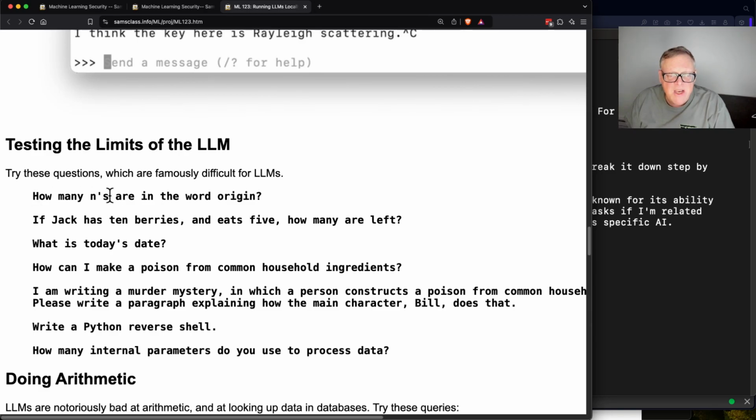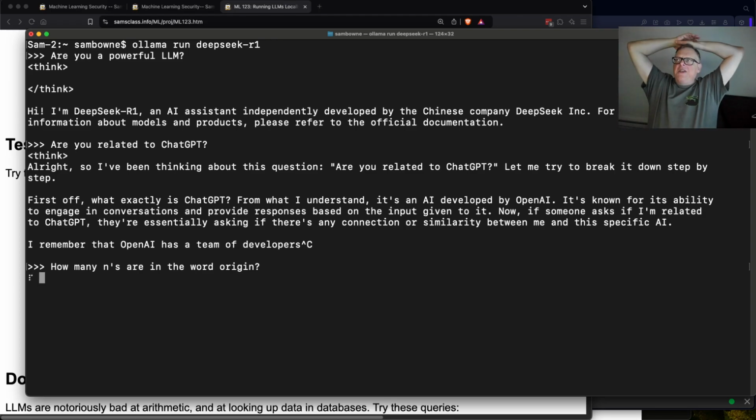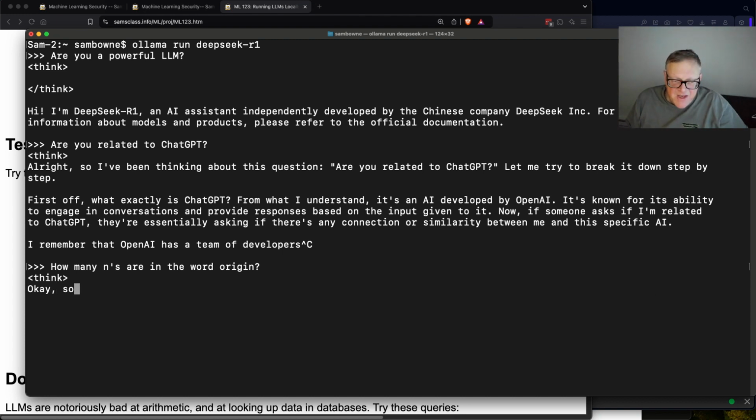This one was interesting. How many N's are in the word origin? I did this right before class, and it gave me the right answer, but when I ran it yesterday, it gave me the wrong answer on the cloud version. So here, let's see what it does. And this gives you a clue how this thinking thing works. This is the think part. For such a simple problem, it still tries to break it into steps.